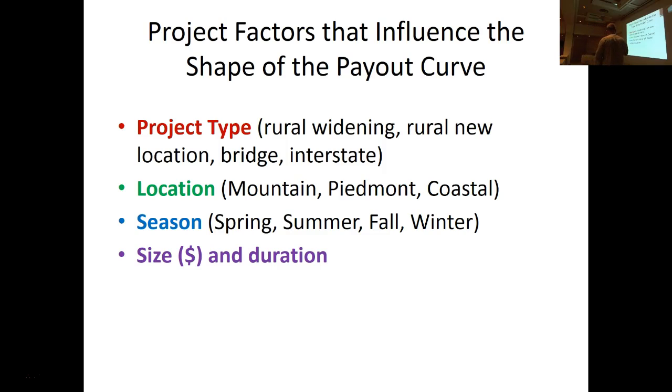And other things as well, like location, whether the project's in a mountainous area, on the coast, or in between in the Piedmont area. Project type, whether it's a new location project like a grassroots project, or an existing roadway that you're trying to widen, can also impact project cash flows. So there are a lot of considerations, a lot of factors that come into play when you're trying to come up with a better predictive cash flow model.